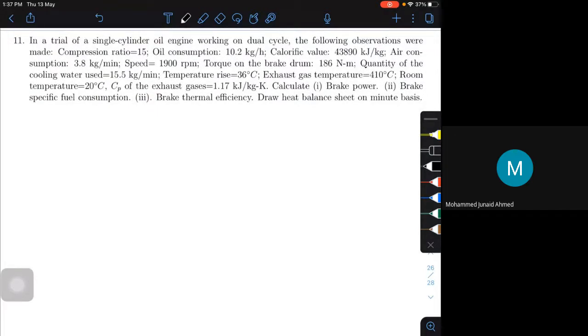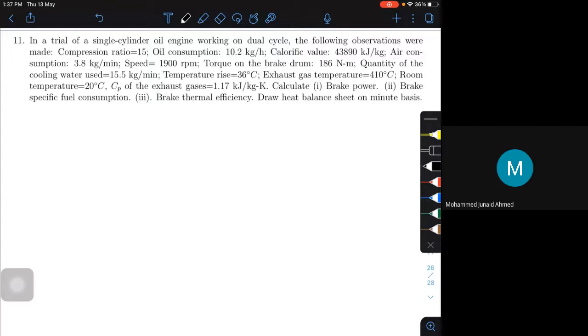Okay, so it's very similar to your 9th problem, but the data wise actually it's straightforward. There we have to do a little bit of calculations. Here the data is straightforward. So the problem statement is something like this. In a trial on a single cylinder oil engine working on a dual cycle, the following observations were made. The compression ratio is 15, oil consumption is 10.2 kg per hour. The calorific value is 43,890 kilojoules per kg. Then air consumption is 3.8 kg per minute.